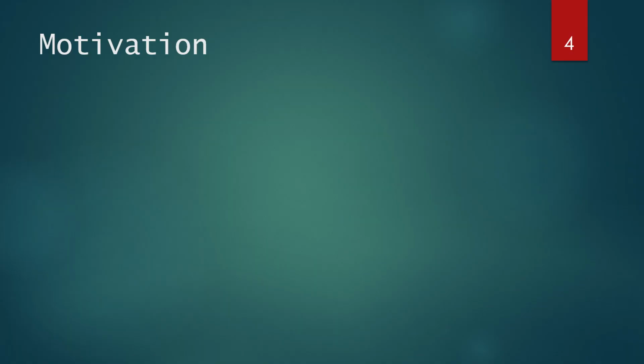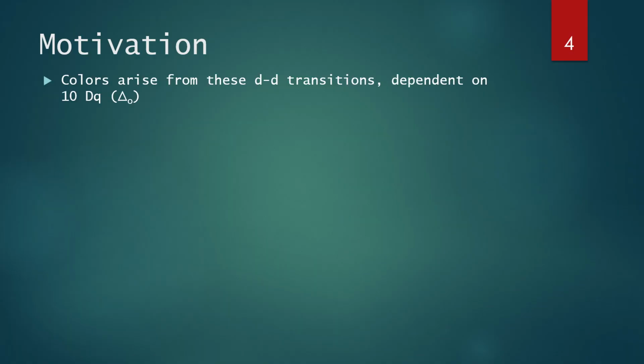So, why do we care? Well, d-to-d electronic transitions often give rise to the wonderful colors that we see in transition metal complexes, such as doped chromium-3 in aluminum oxide giving rise to the vibrant red that we see in rubies. Now, these colors are dependent on 10dq.